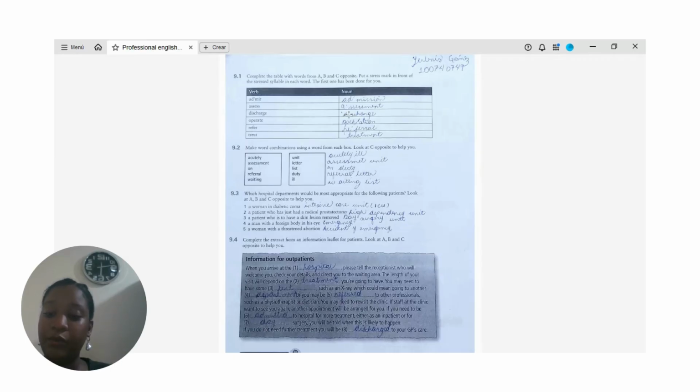9.2 Make word combinations using a word from each box. Look at C opposite to help you. So acutely ill, assessment unit, on duty, referral letters, and waiting list.